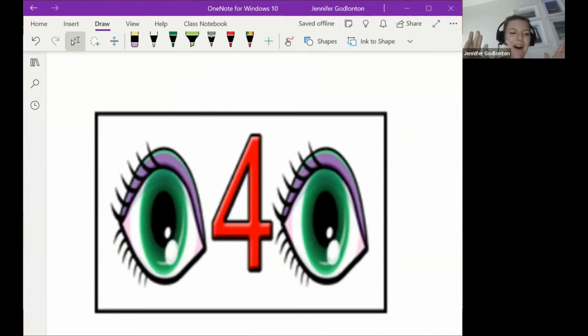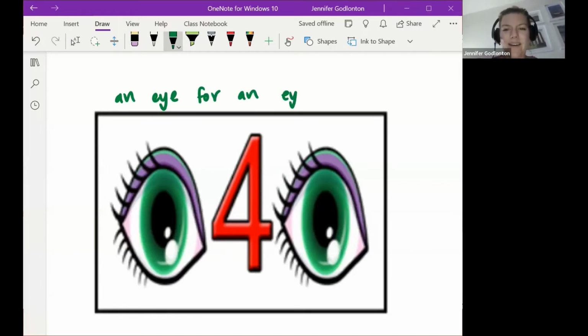Some of you were right, and then some of you were very wrong. Well done, guys. Not four eyes. Eye for an eye. Some of you got there. It's an eye for an eye. Do we see it?